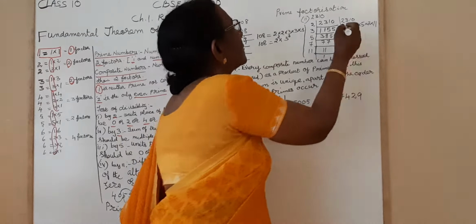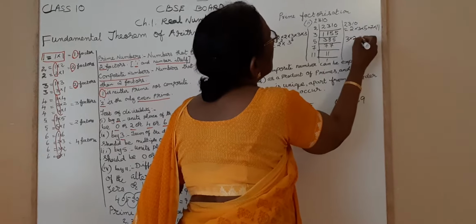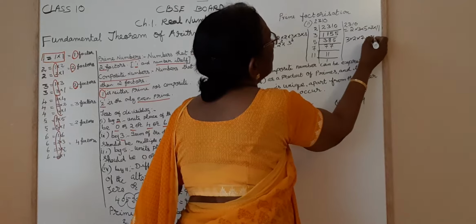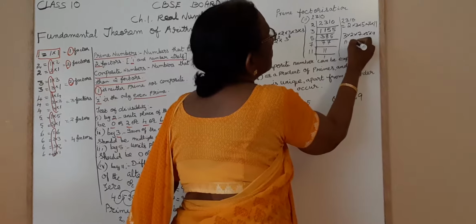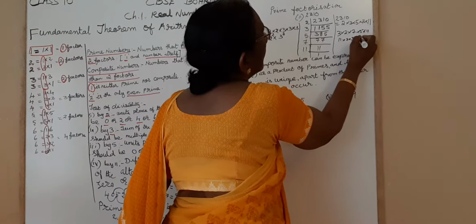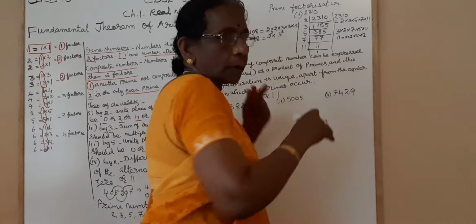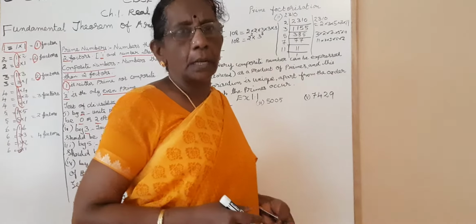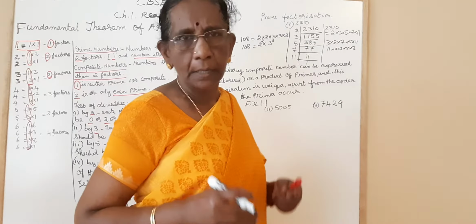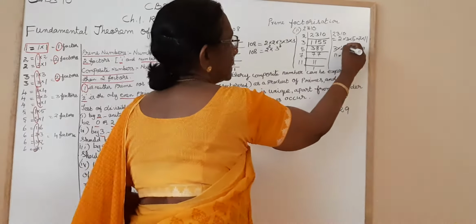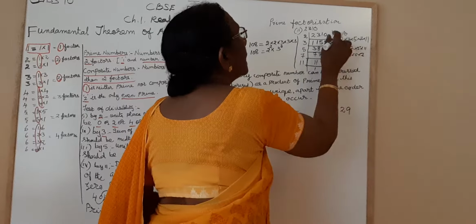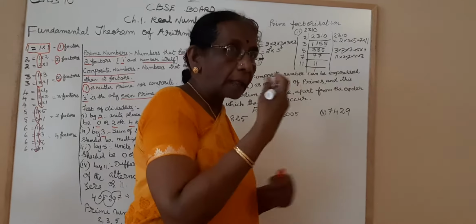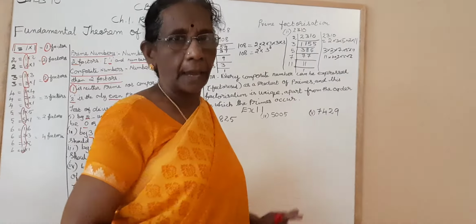The order of the primes can be changed. It can be written as what? 3 into 2 into 7 into 5 into 11, or 11 into 2 into 3 into 5 into 7. In any order you can write, because in multiplication the order can be changed. If you change the order also, the product will be the same. So this is possible, but you cannot get other prime numbers as its factor.